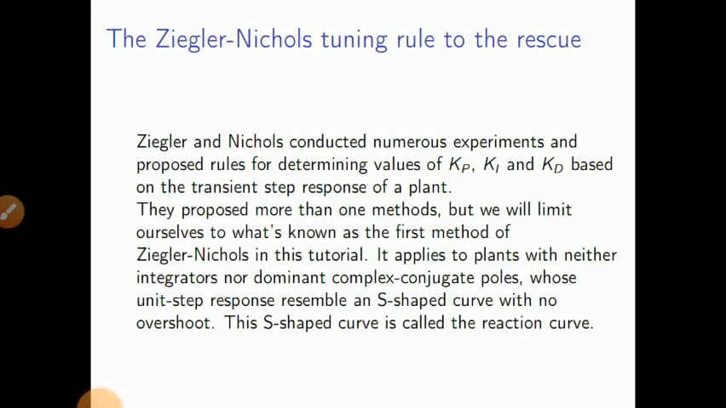It applies to plants with neither integrators nor dominant complex conjugate poles, whose unit step response resembles an S-shaped curve with no overshoot. This S-shaped curve is called the reaction curve. Okay, we'll try to understand these statements with the help of rules.